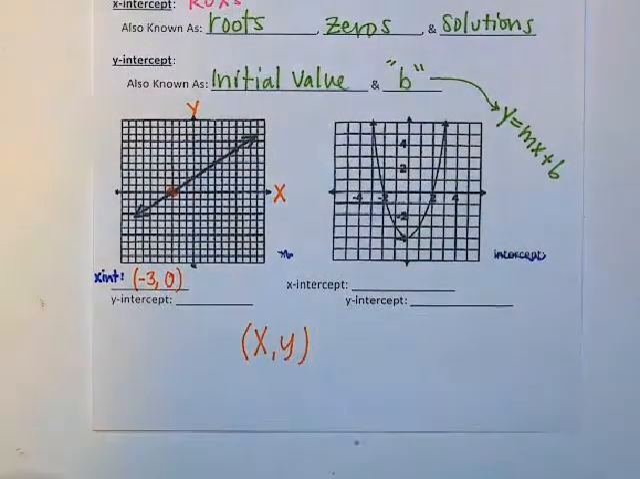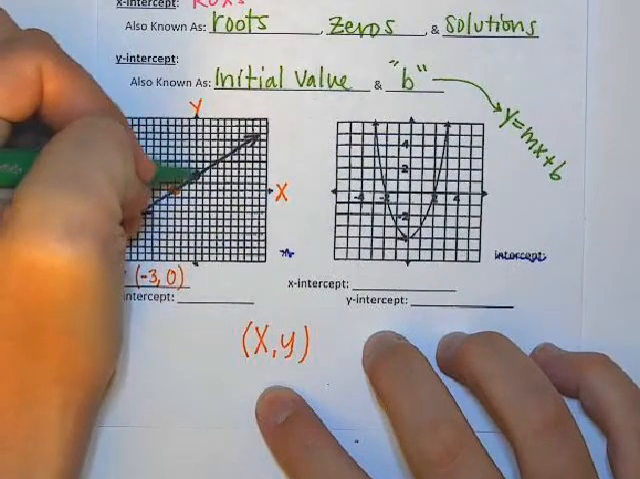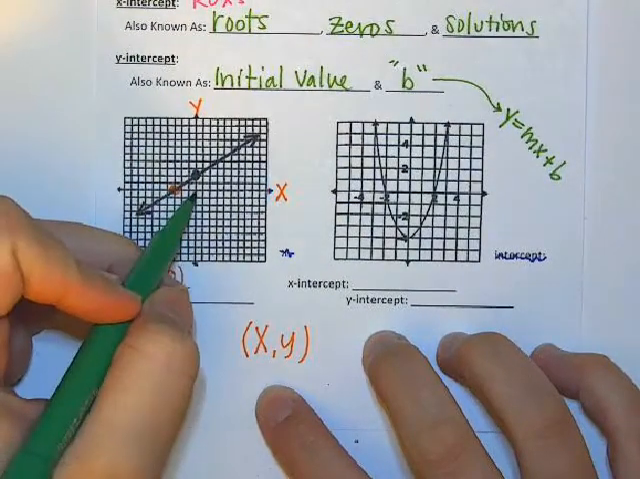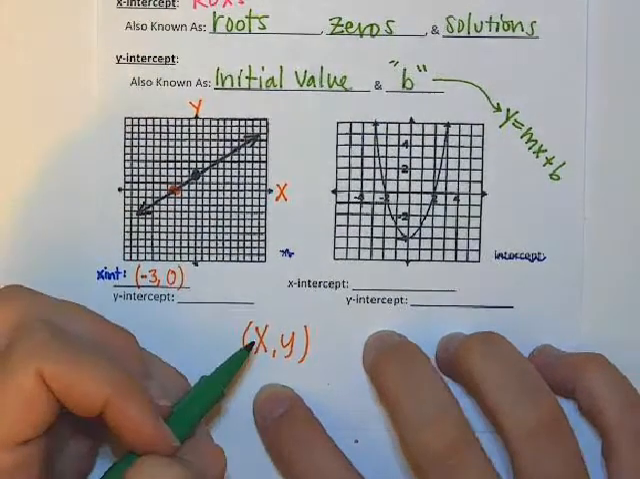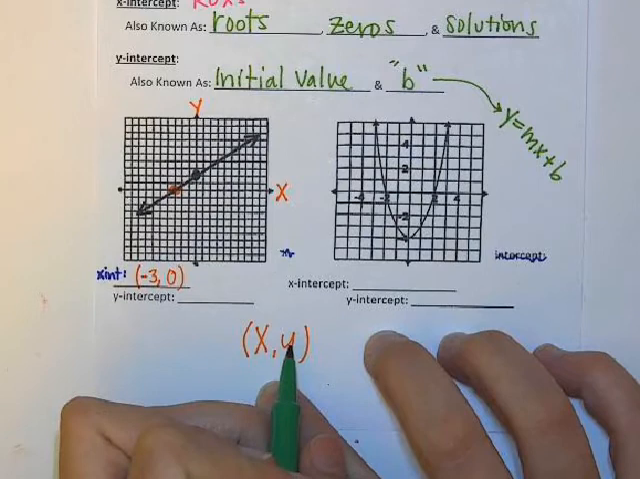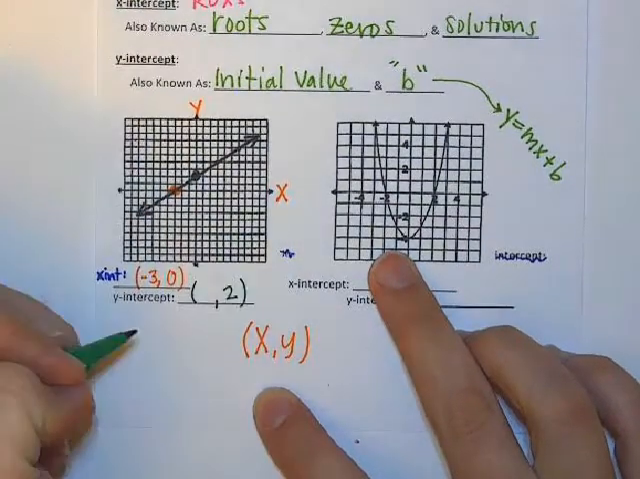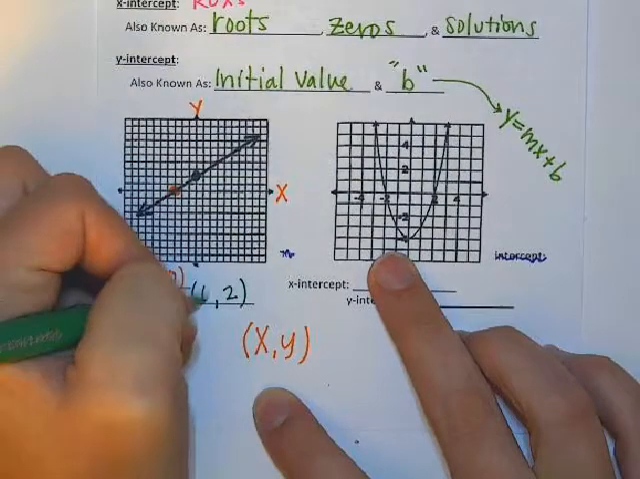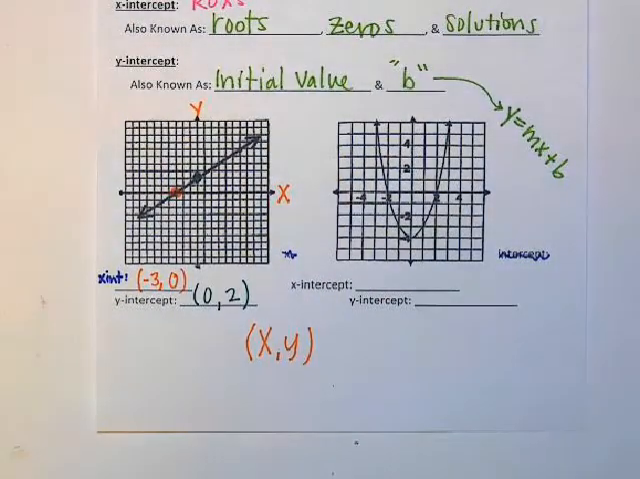Now we're going to look at our y-intercept. Where does it cross the y-axis? Here, and this is positive 2. Now, I'm talking about the y-intercept, so my number is going to go in the y spot. And what goes in the x spot? 0. Does everybody see that?